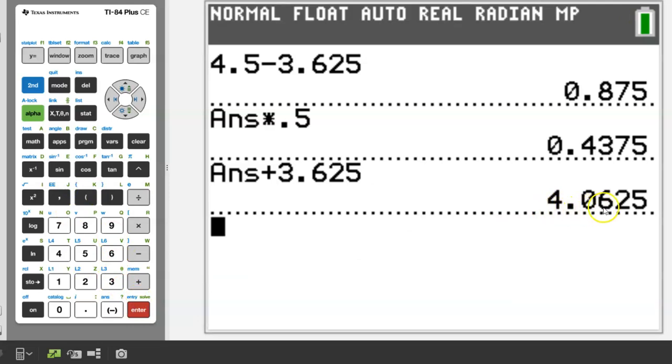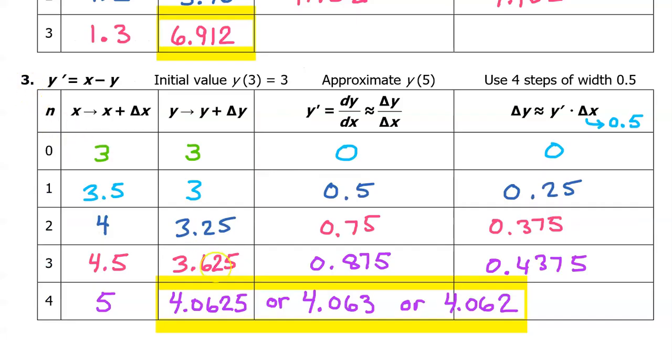Kabam! 4.0625. This is the final answer, or you can put 4.063 if you want to round, or 4.062 if you want to truncate. Either way, this is our approximation of the y value when x is 5.